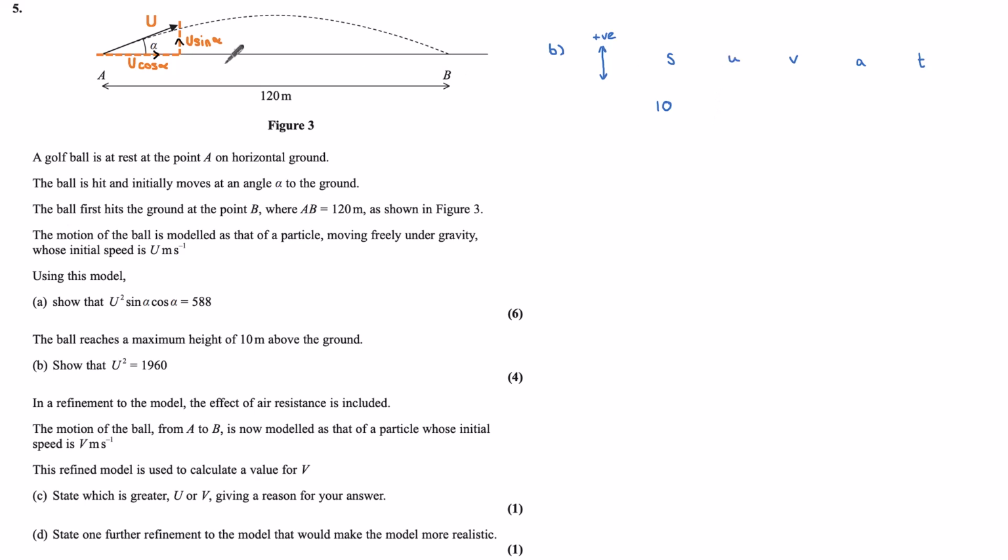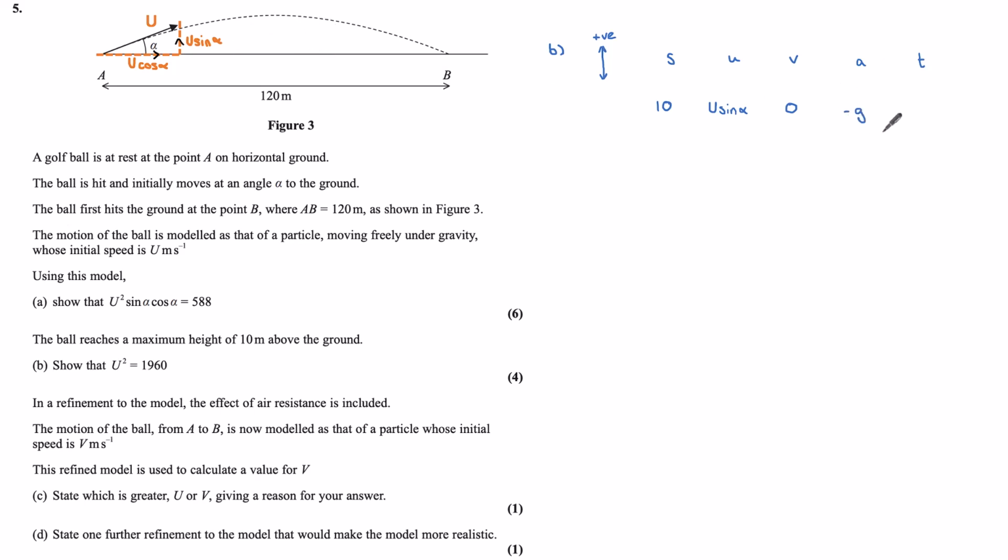The vertical component of speed is the same, my u sine alpha. The velocity at the peak of height is actually 0. So this is one thing to remember: at the maximum height that a ball can reach, the velocity is actually 0, because the velocity is going to change direction at this point. So after it's finished going up, it's eventually going to come down.